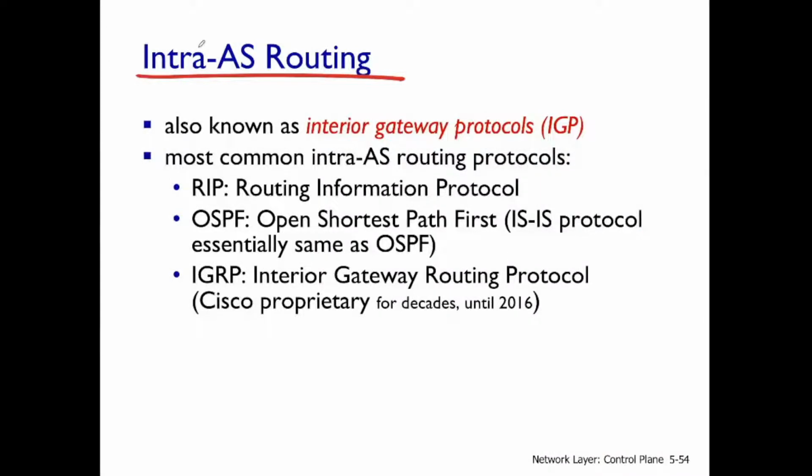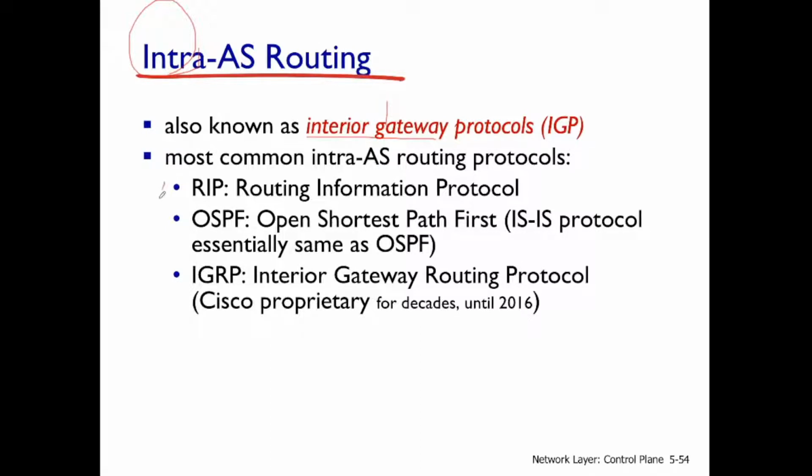The first big category is the intra-AS routing. This is the routing protocol that runs on the routers within an AS. It's also known as the Interior Gateway Protocols, IGP. And here, Interior Gateway is not to be mistaken with the gateway routers. Gateway routers are the routers sitting at the border of an AS, having connectivity to other ASs, to interconnect ASs. But interior gateways are completely internal.